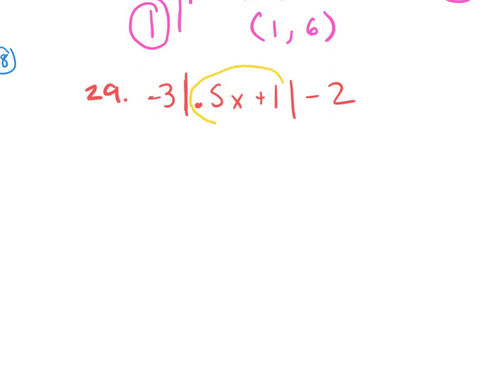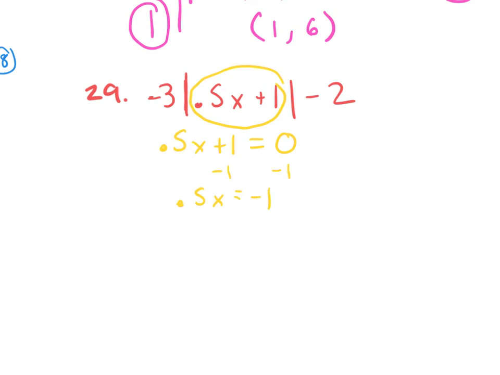So we put what's inside of our absolute value equal to 0. So 0.5x plus 1 is equal to 0. All right, what's the first thing we do to solve for x? Subtract 1. So 0.5x is equal to -1.